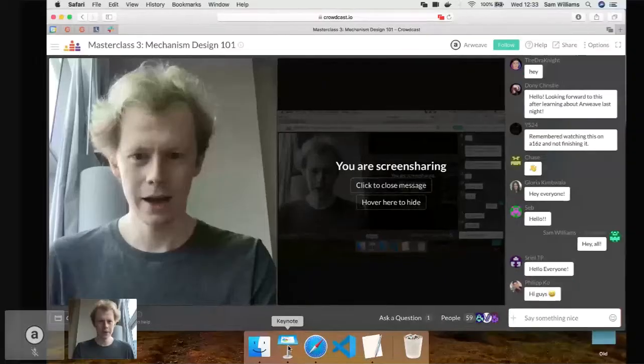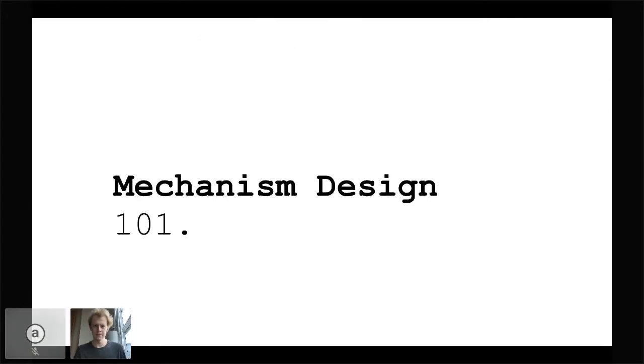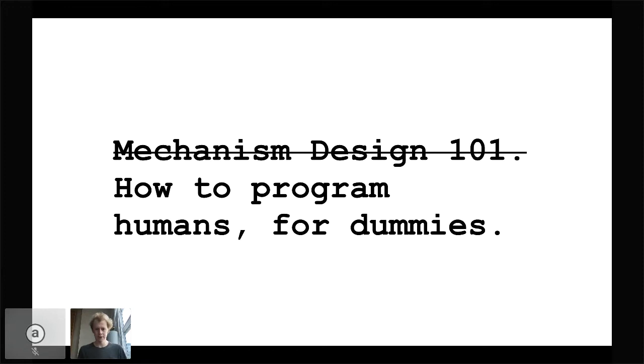Okay, so today we're going to be talking about mechanism design. Mechanism design is probably the coolest area of study, maybe the coolest thing that people can engineer that you might never have heard of, I would say. It sounds a little bit plain on the outside, but really what it is, is how to program humans for dummies. This is essentially the art and science of building incentive systems.